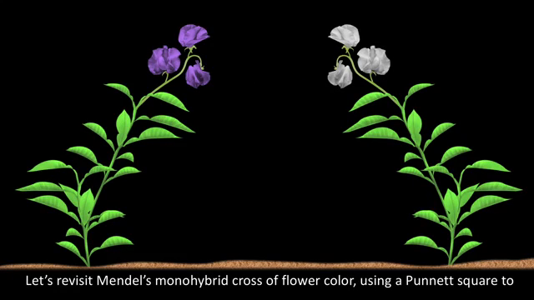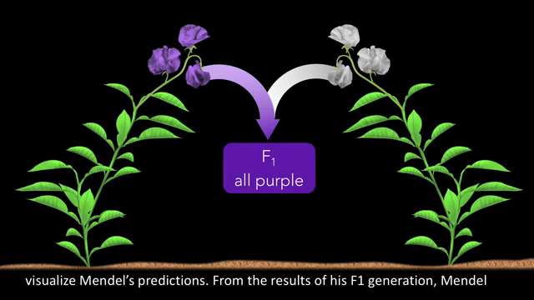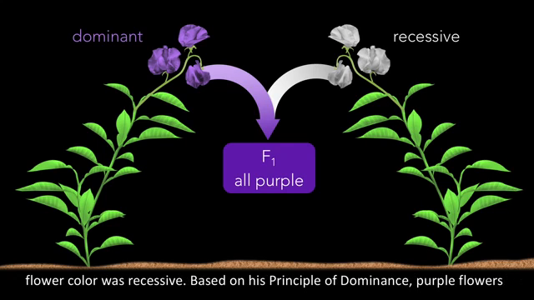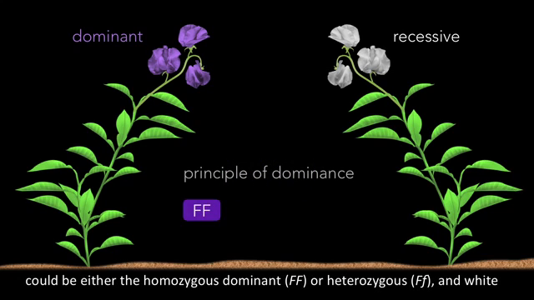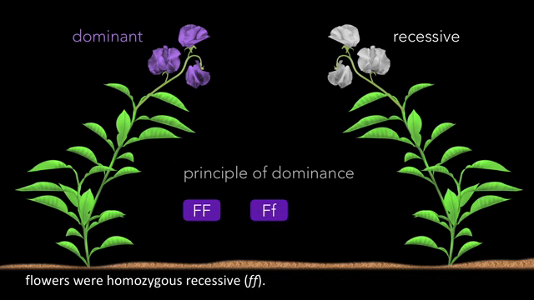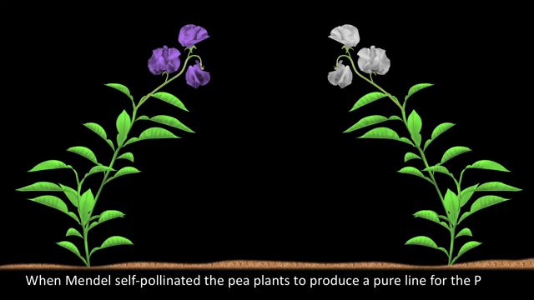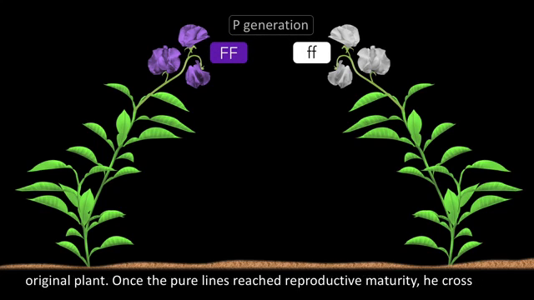Let's revisit Mendel's monohybrid cross of flower color using a Punnett square to visualize Mendel's predictions. From the results of his F1 generation, Mendel determined that the purple phenotype for flower color was dominant, while white flower was recessive. Based on his principle of dominance, purple flowers could either be homozygous dominant, big F, or heterozygous, big F little f. And white flowers were homozygous recessive, little f. When Mendel self-pollinated the pea plants to produce a pure line for the parental generation, he was creating a homozygote, either big F or little f, depending on the original plant.